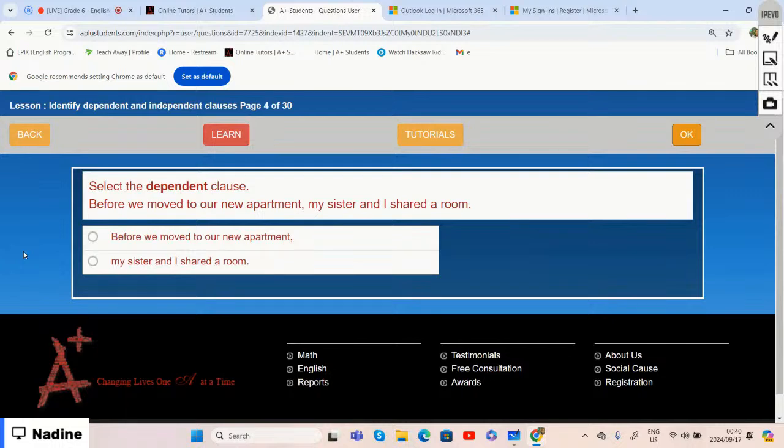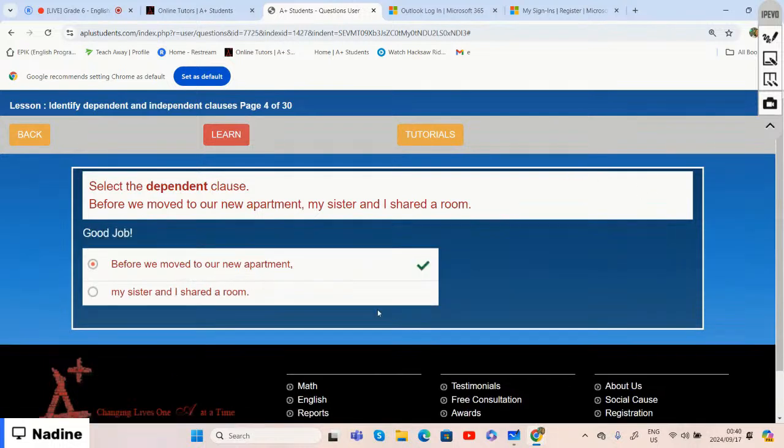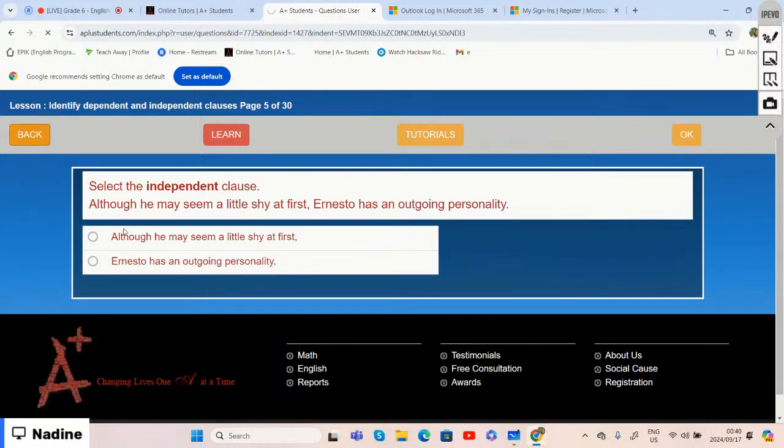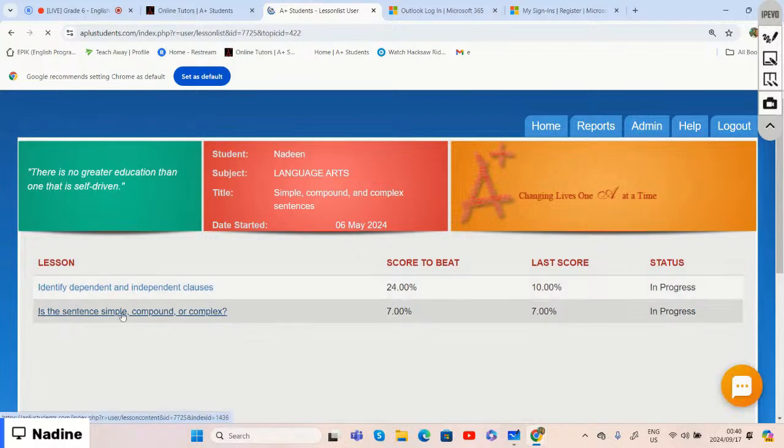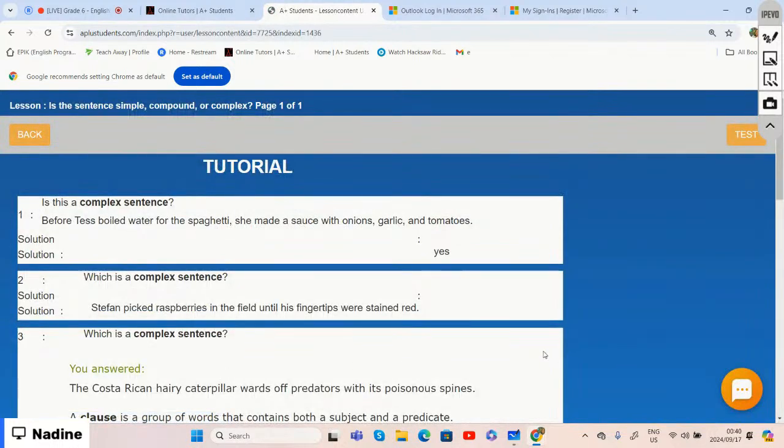And if we were to select the dependent clause within that sentence, right? And then we can say our dependent clause is before we moved to our new apartment. All right. So now we're going to say, is a sentence simple? Is it compound or complex, right?